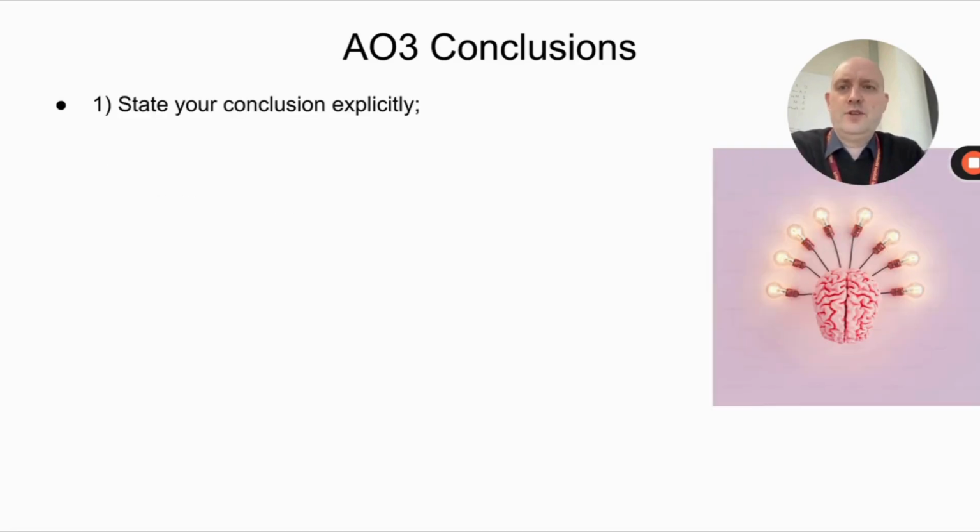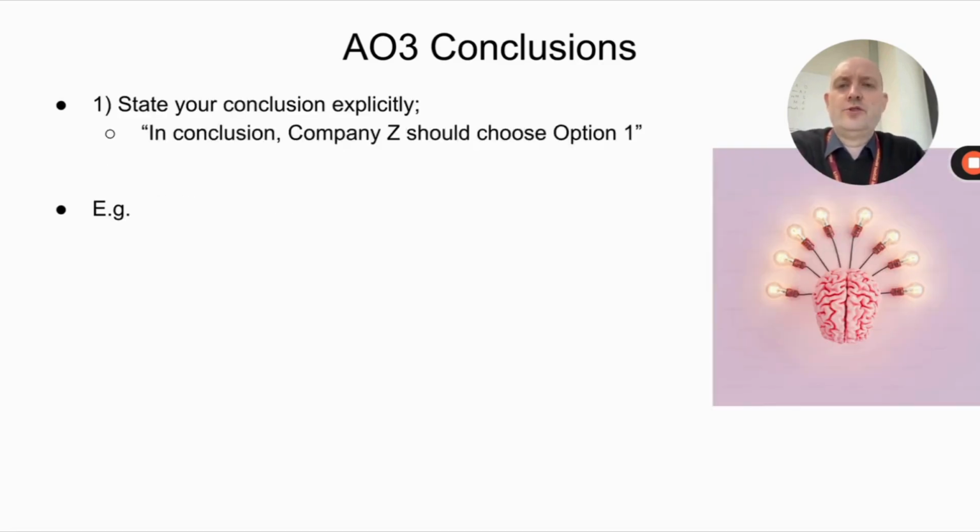So the first thing you want to do is state your conclusion explicitly. And by that, I mean, write something like this. So in conclusion, and I would start your conclusion with the words in conclusion or to sum up or something like that. I think the reason we do that is that we're showing the reader that we're actually getting to the conclusion so we know what to expect. And then just answer the question. Company X should choose option 1 or whatever it is.